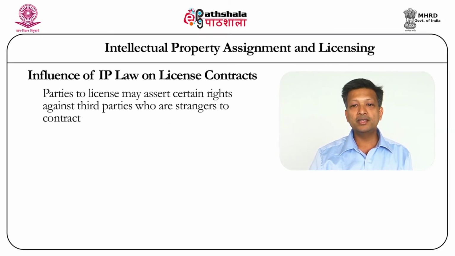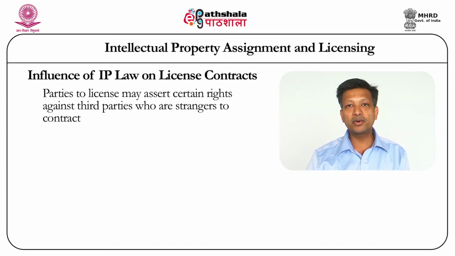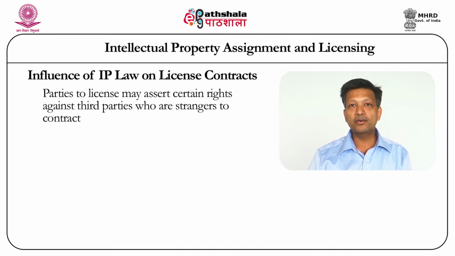The parties to a license may assert certain rights against third parties who are strangers to the contract. For example, the law of contract says that only the parties to a contract can sue and be sued upon the contract. But in case of intellectual property law, there are exceptions made to this fundamental rule of contract law, which is also known as the doctrine of privity of contract.